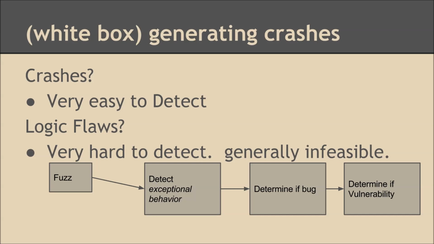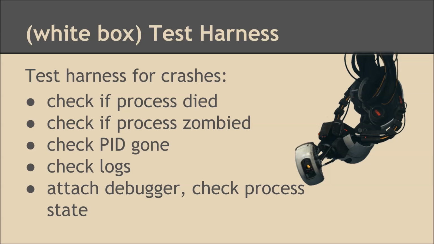So basically, when you're fuzzing something, your test harness is going to check if the process has died, check if it's been zombified, check if the process ID is just gone, in other words, it's died. You're going to want to check any of the logs for crash warnings or error messages, and preferably, if possible, attach a debugger and check the process state. That's the best you can do.